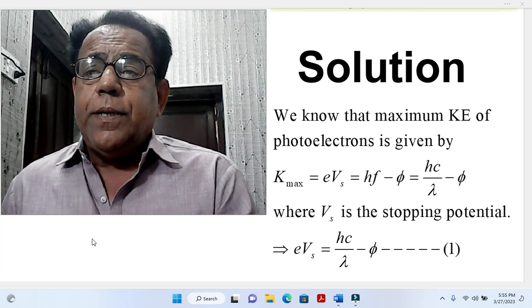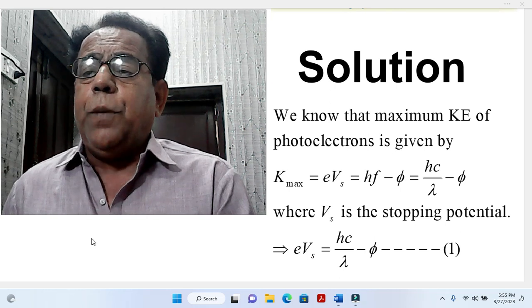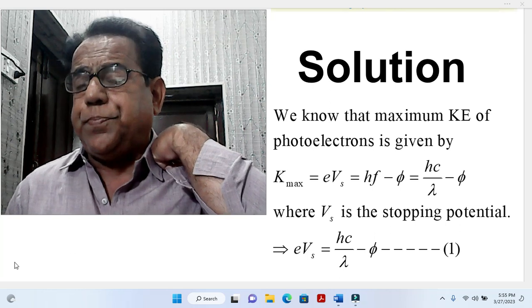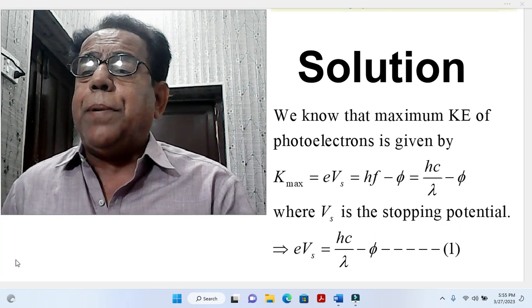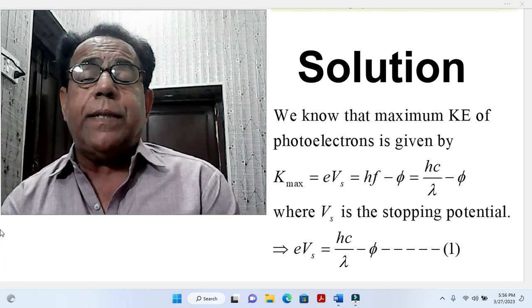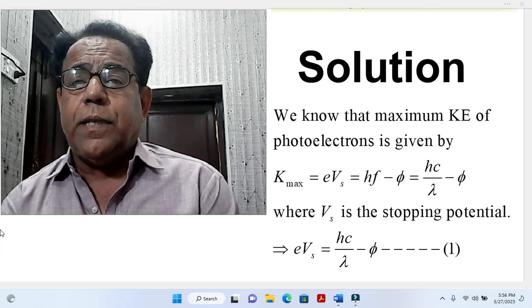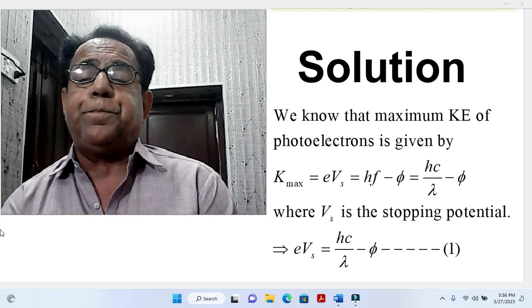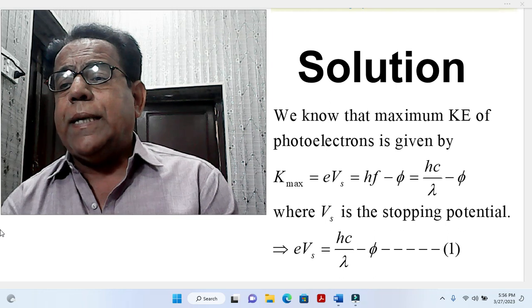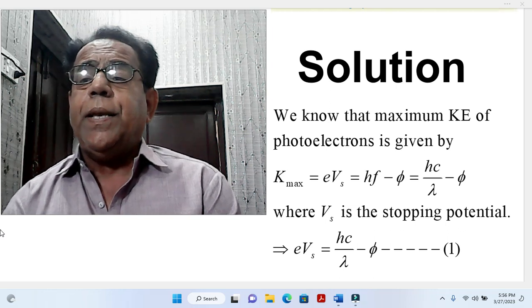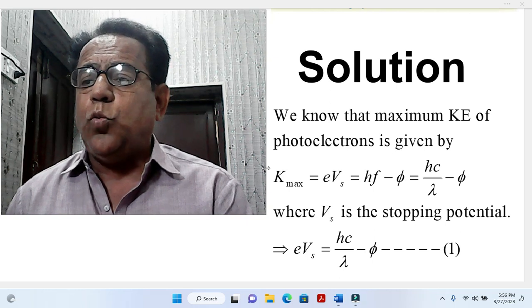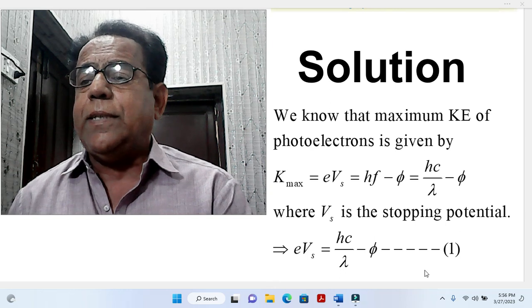Potential is denoted by V, and hence stopping potential is denoted by Vs, which is equal to hf minus phi, which is equal to hc over lambda minus phi. We have already mentioned many times that frequency and wavelength are reciprocal of each other with the involvement of the speed of light, so f is equal to c over lambda and lambda is equal to c over f, where Vs is the stopping potential. This implies that eVs is equal to hc over lambda minus phi, equation number 1.